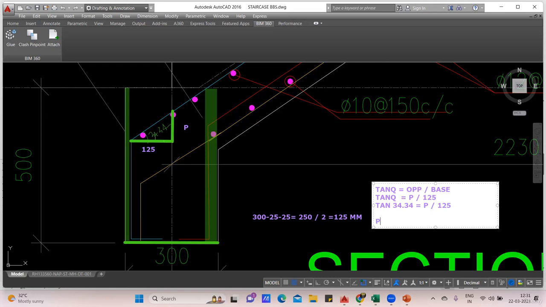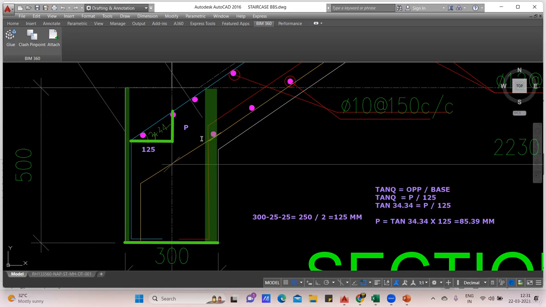With this, can I not find P? So P will be how much? Tan 34.34 multiplied by 125. Try to do this calculation. So you'll get 85.39 mm. Finish. You got the answer. So this P, whatever I have written, this is 85.39. That's it. So if you get this one, I can find this height now. This height I can find. Which height do I want to find? This height I can find.